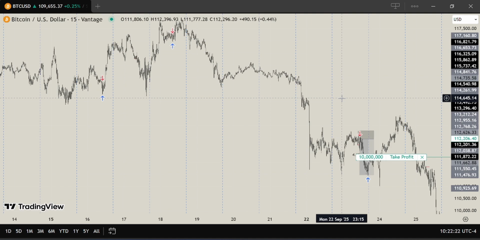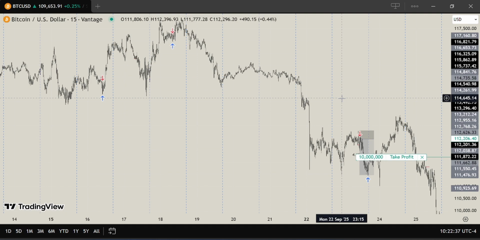If you are risking 1%, that's 12%. If you are risking 0.5, that's 6%. If you are risking 3%, that's like 20 something percent. So it depends on the risk appetite that you have for your trading.